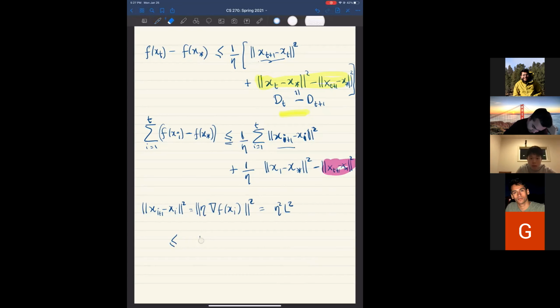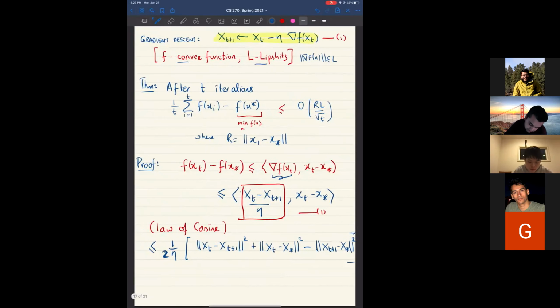Okay, so you just use that bound here. Let me simplify instead of writing everything down. There was a 2 here, I think I missed. But basically I get eta L squared over 2 times t plus r over 2 eta, where r was the distance between the initial point and the optimum. Maybe I should have a square here to avoid this complication.